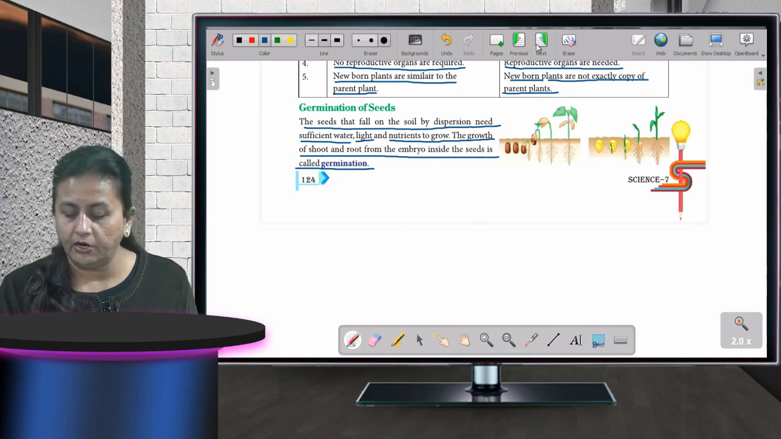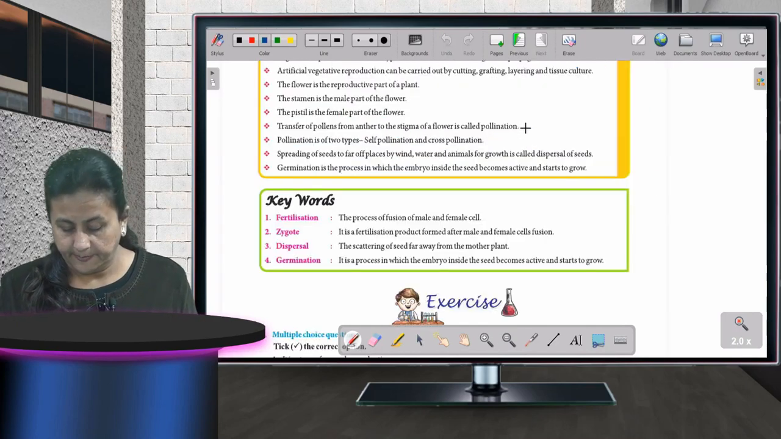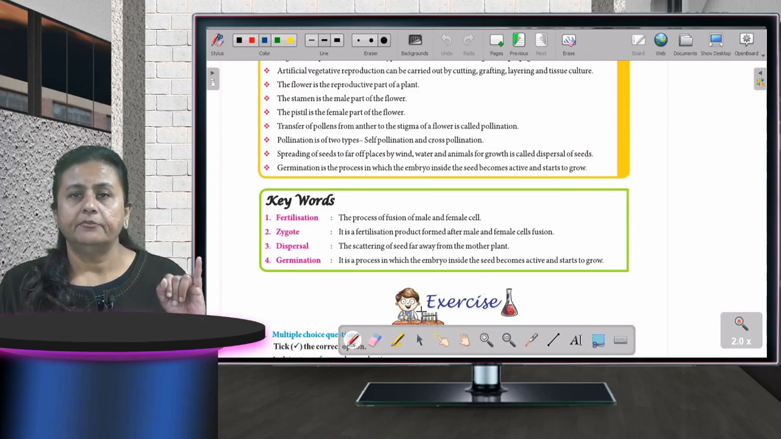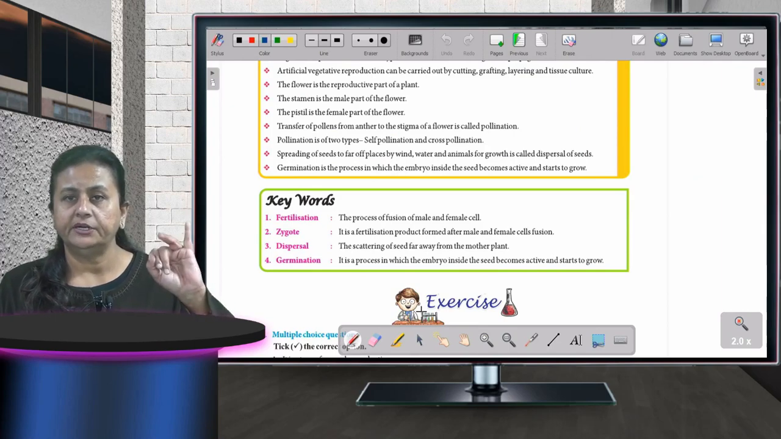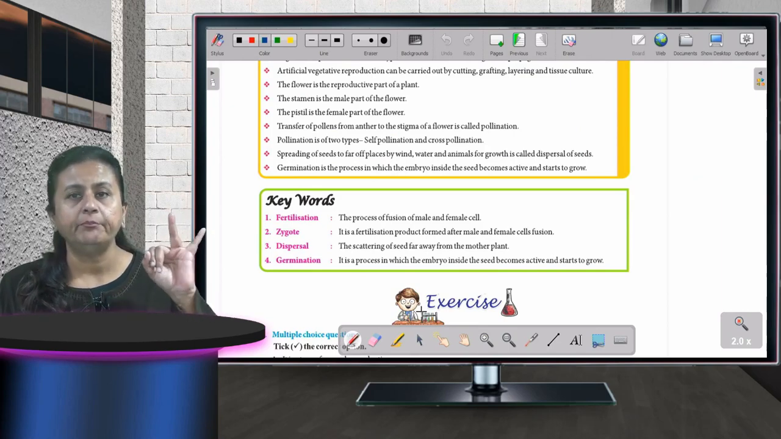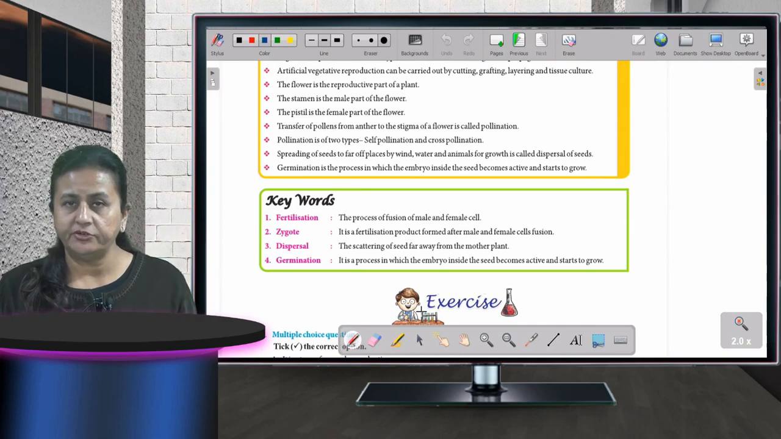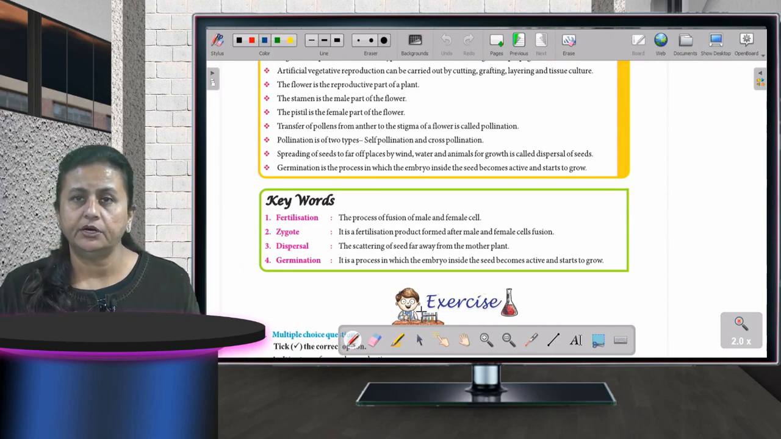Now I have told you what proper conditions are required for germination. First is sunlight, proper temperature, air and water. Fine children, wherever the seeds find all these conditions, they will start germinating into a new plant.